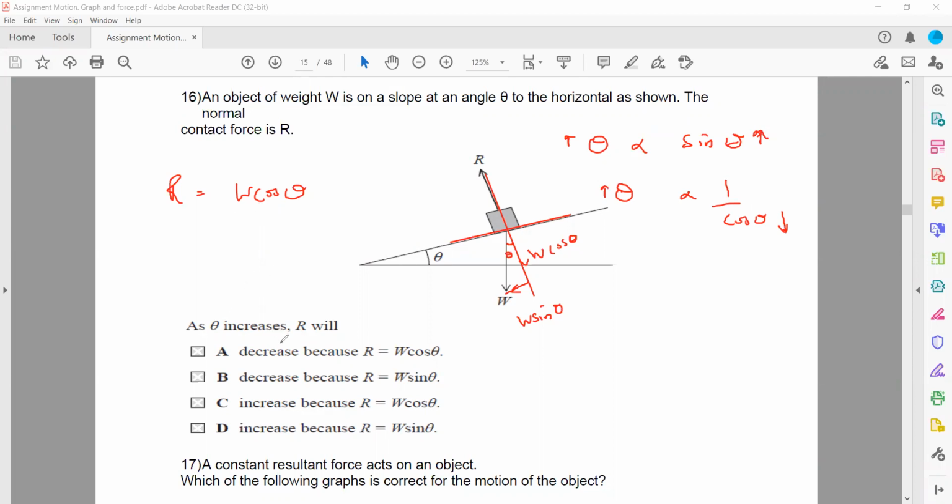So what happens, they're asking, when we increase the angle, our weight is constant. So if we increase the value of theta, the value of cos theta will decrease. If the value of cos theta decreases, the product of W and cos theta will also decrease. That's why the value of R will decrease. So what happens to R? That will decrease because R is equal to W cos theta. That's why A is the right answer for this.